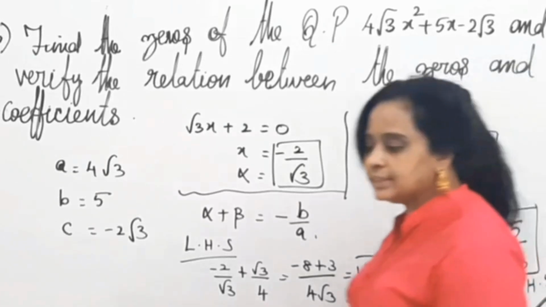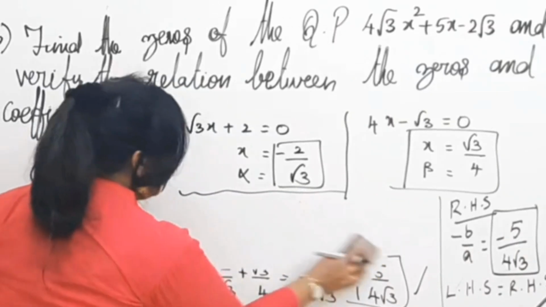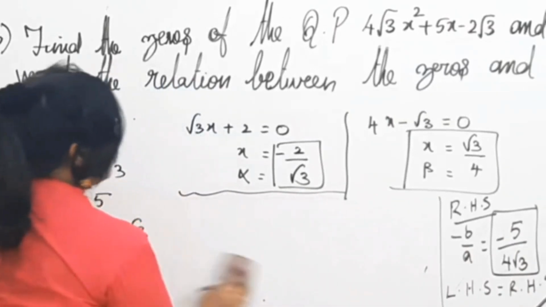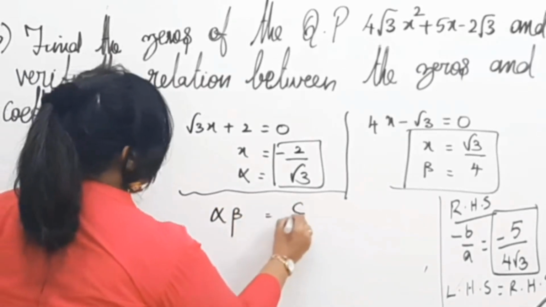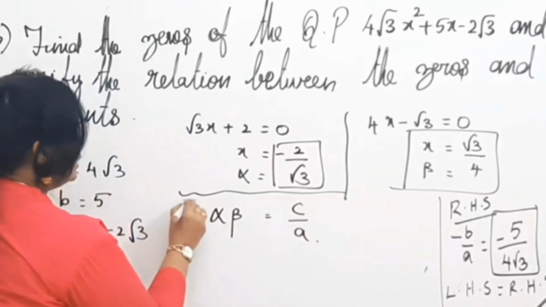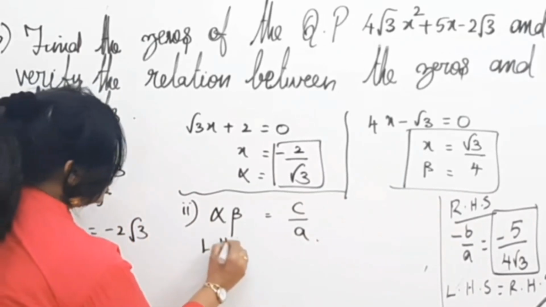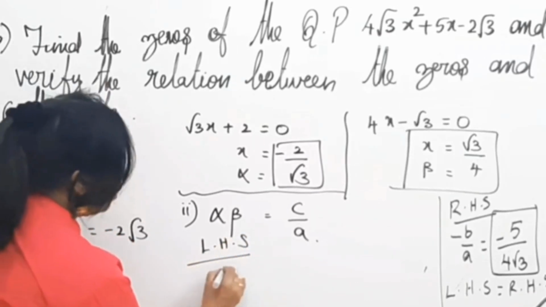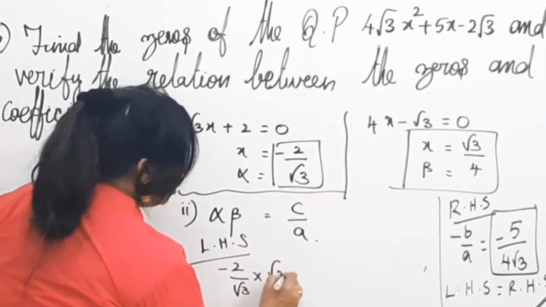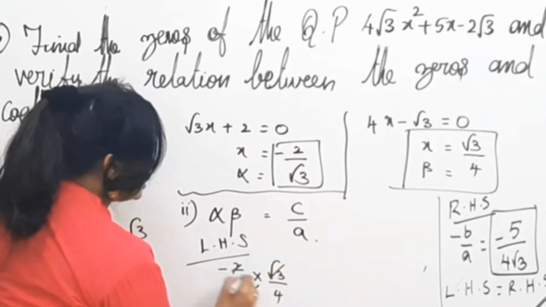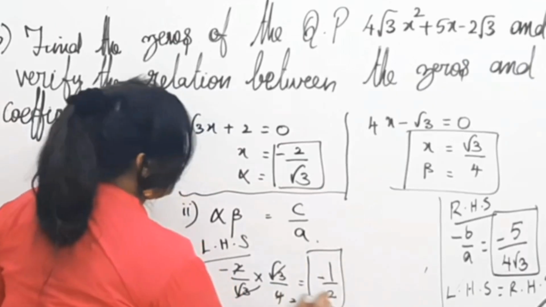Now we move on to the second relation: alpha beta is equal to c by a. The same way we will check it. So my product of zeros, that is alpha beta, is equal to c by a. This is the second relation I am checking. So the first one, LHS: my alpha is minus 2 by root 3 into my beta as root 3 by 4. This gets cancelled, this gets cancelled. My result is minus 1 by 2.